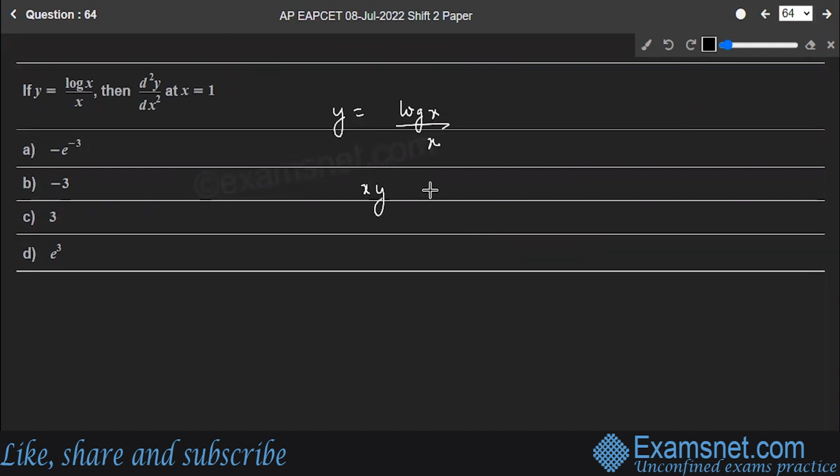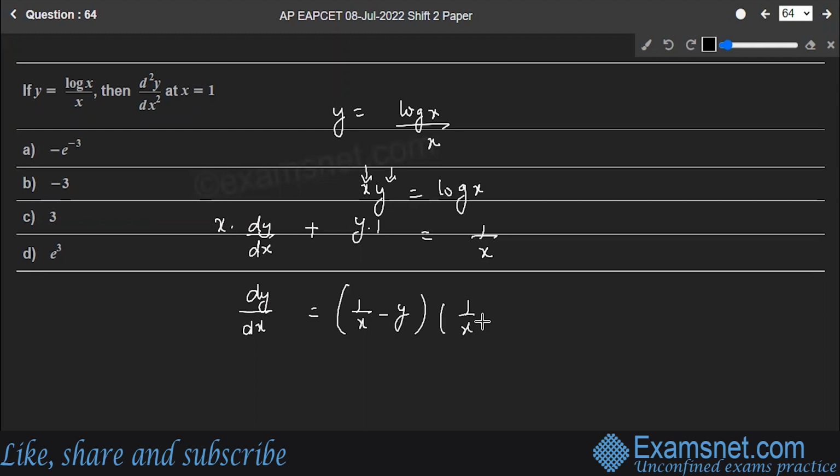You can also write down xy is equal to log of x. Now let's find out the derivative of it. So now x is the first function, y becomes the second function. So first function into derivative of second plus second function into derivative of first: x into dy by dx plus y into 1 is equal to log x, whose derivative can be written as 1 upon x. So that means dy upon dx is equal to 1 upon x minus y, the whole multiplied by 1 upon x, right? So let's name this one as equation 1.